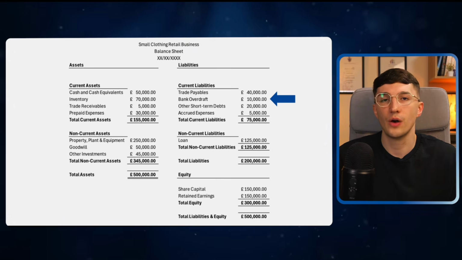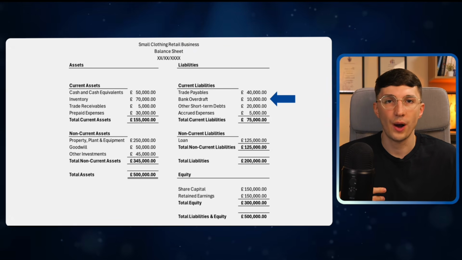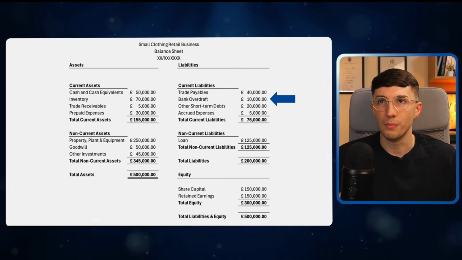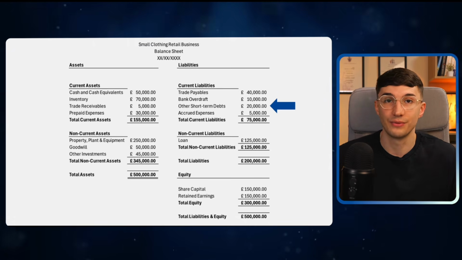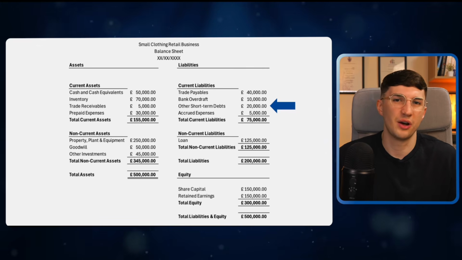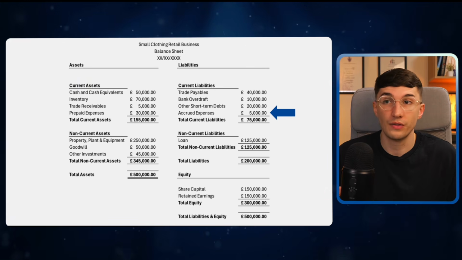Next up, we have a bank overdraft. This is just a short-term form of borrowing where you're able to spend more money than is actually in your bank account. So your bank account would represent a negative. Then we've got any other short-term debt, so anything else that the business may owe within the next 12 months.